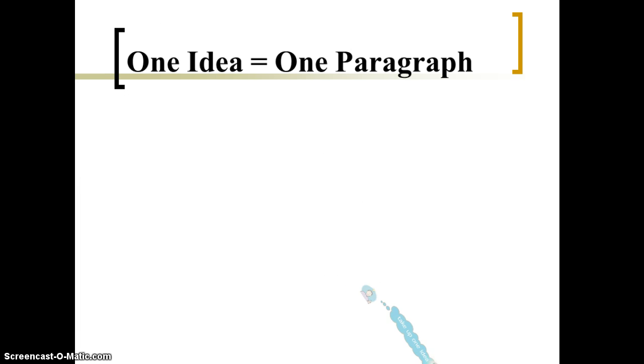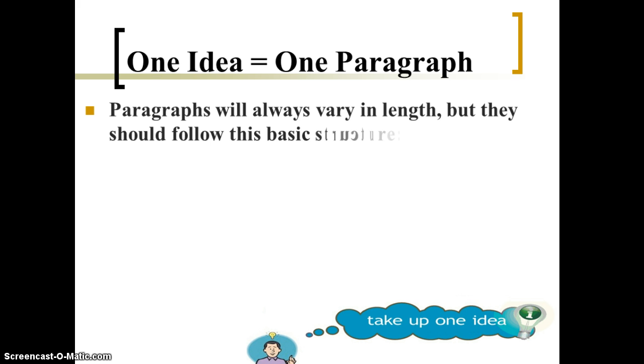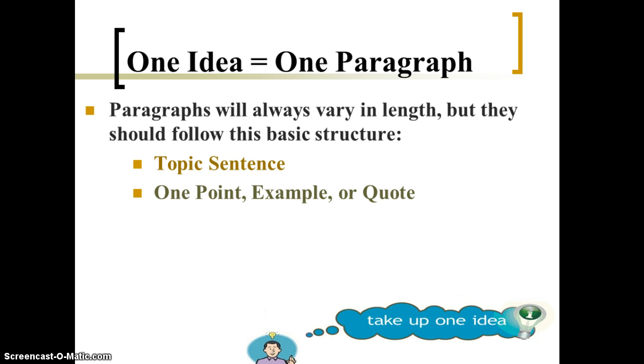And so in order to continue along with that thesis statement, you have, of course, supporting paragraphs. And so paragraphs will always vary in length, but they should follow this basic structure. You should have a topic sentence, you should have the point or example or quote you're using to prove it, and then you should have a synthesis sentence or sentences, right? So no matter what, every paragraph should have at least 3 sentences.